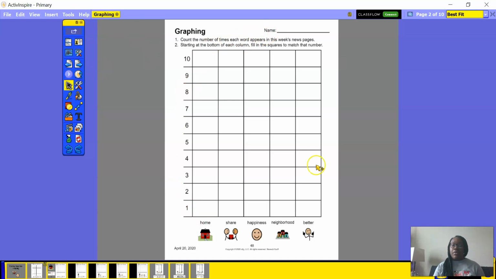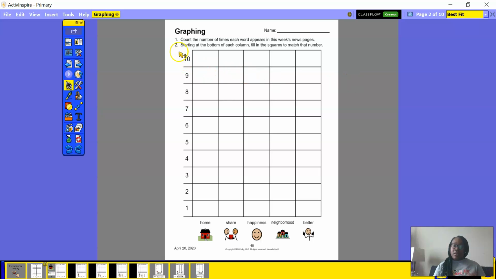So this is what our graph looks like. And so here at the bottom, we have our pictures, what we're looking to graph, and on the side we have our numbers. So that will be our count. So the directions on our graph say count the number of times each word appears in this week's news pages. So we already read the News to You story, and I already collected all of that data.